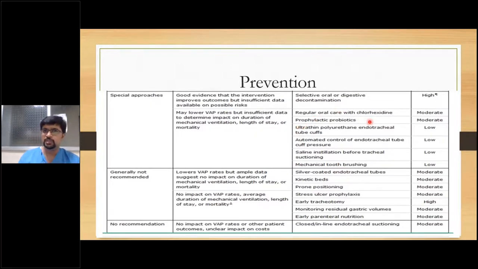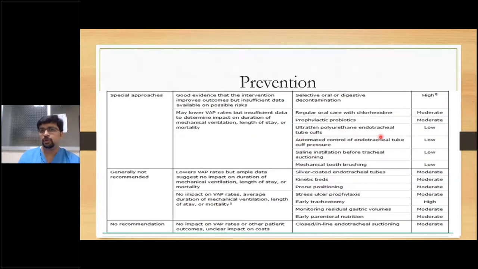That is very, very beneficial. Prophylactic probiotics, and again, if it is a GI associated thing, if there is a possibility of some aspiration of your gastrointestinal tract secretion, prophylactic probiotics might help, and it is a moderate recommendation. These are all local recommendations depending upon your endotracheal tube.